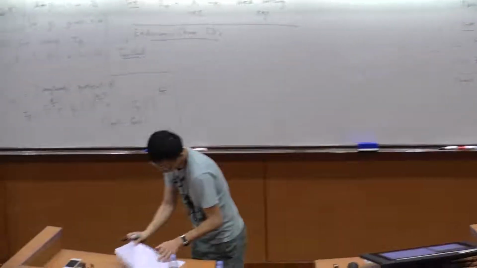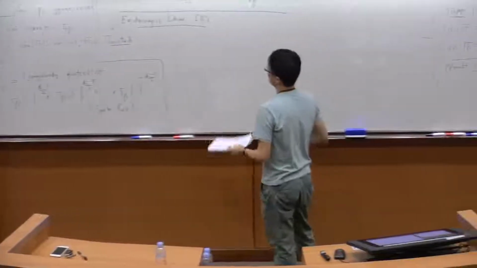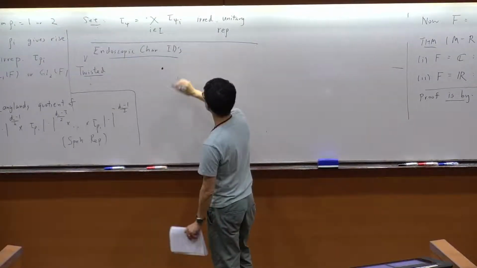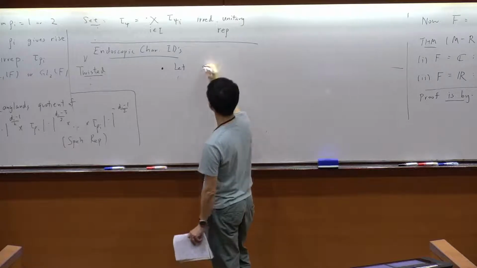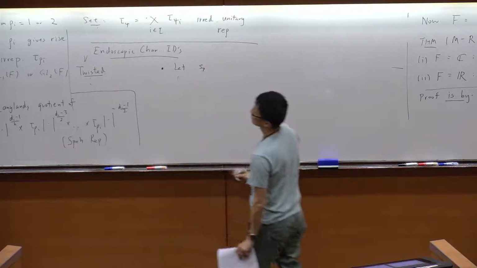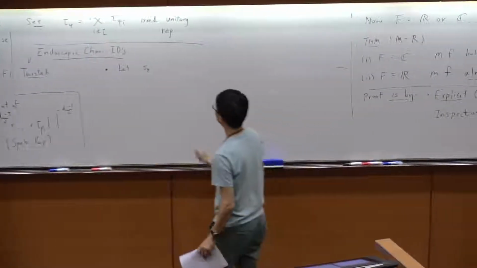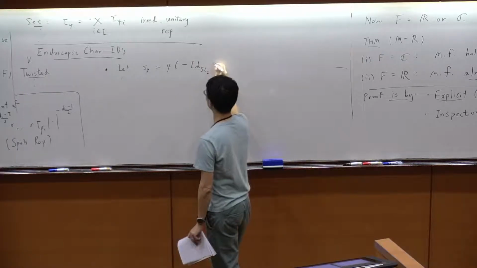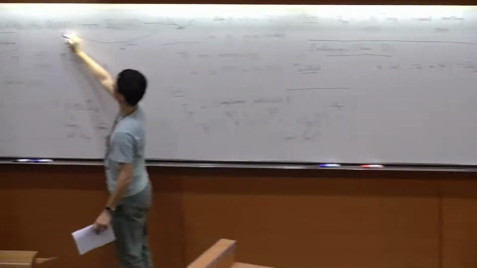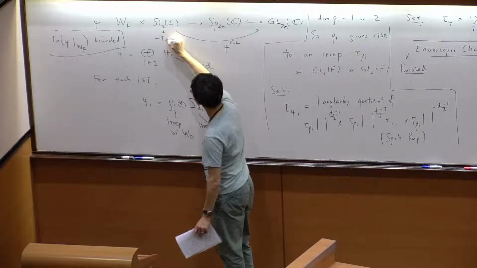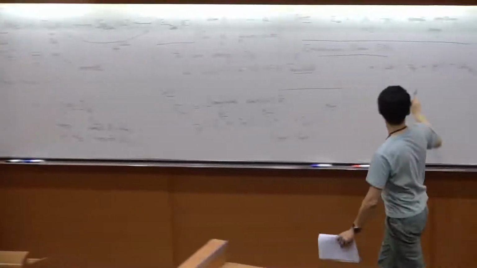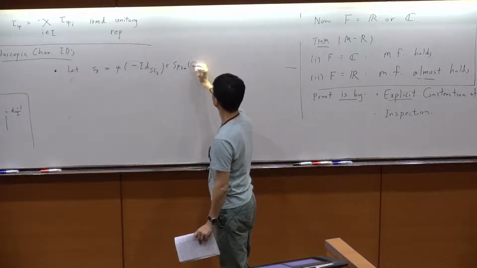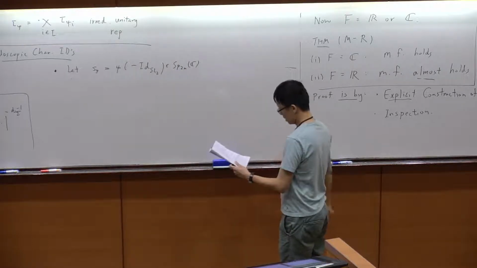So what is it? There are basically two statements. For the first one, let S psi be the image of the minus identity of the SL2. So we have the negative of the identity element in here, and we map it in. We call it S psi.